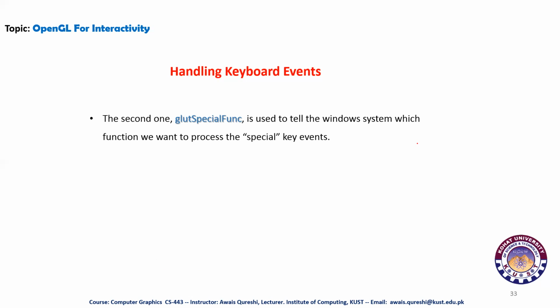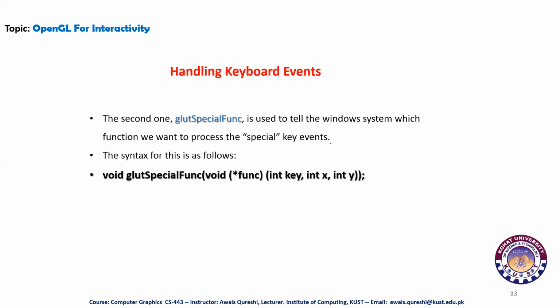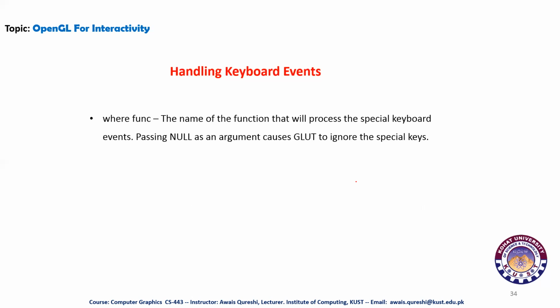The second one is glutSpecialFunc, which is used to tell the window system which function we want to process special key events. The syntax for this is as follows: void glutSpecialFunc. This is also a function that processes your key information, with the key code and the relative position of your mouse. Passing NULL as an argument causes GLUT to ignore the special keys. So there are two functions that handle keyboard events: a special function and a normal keyboard function.